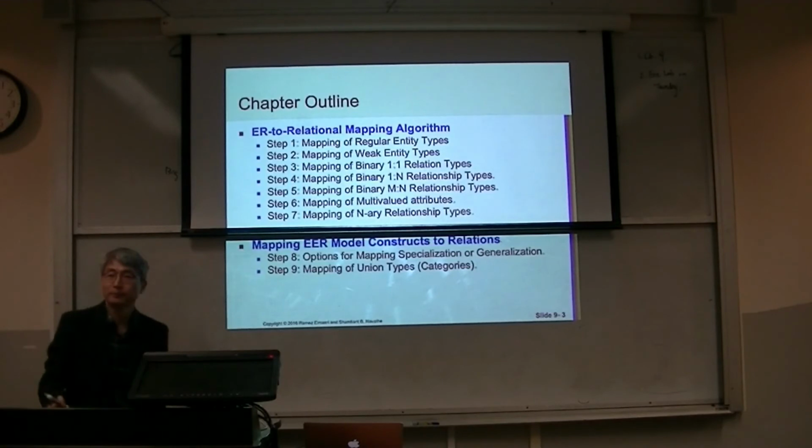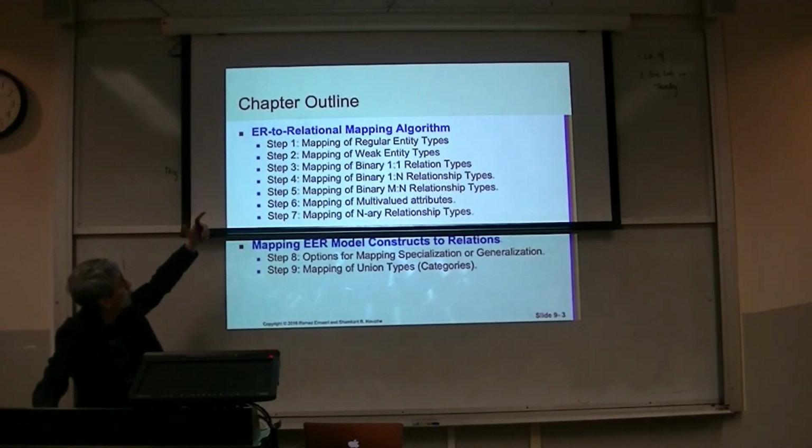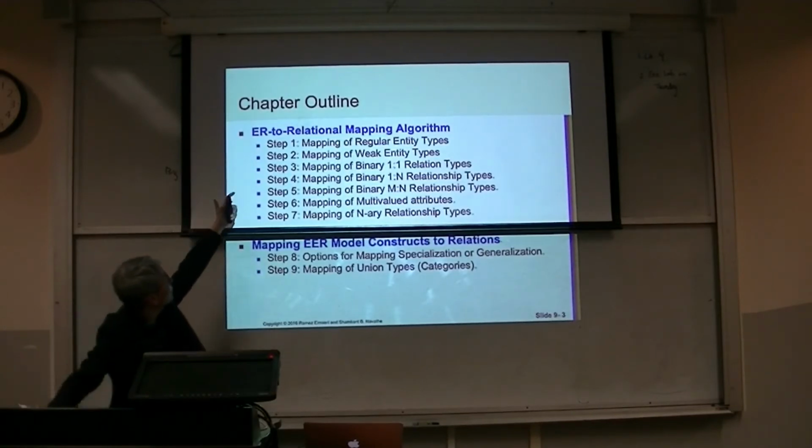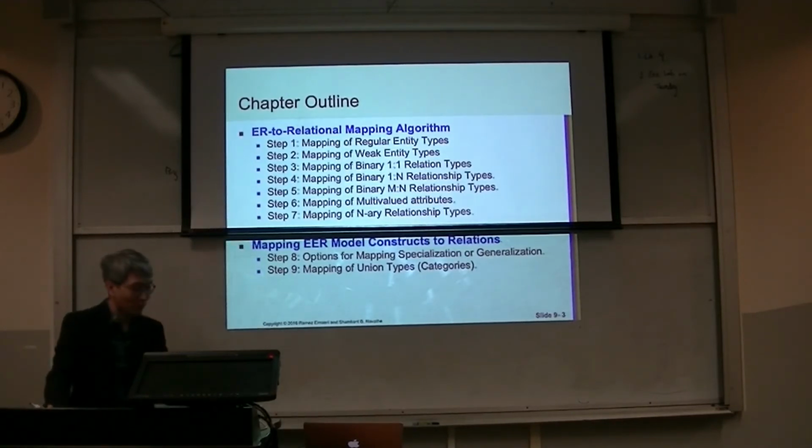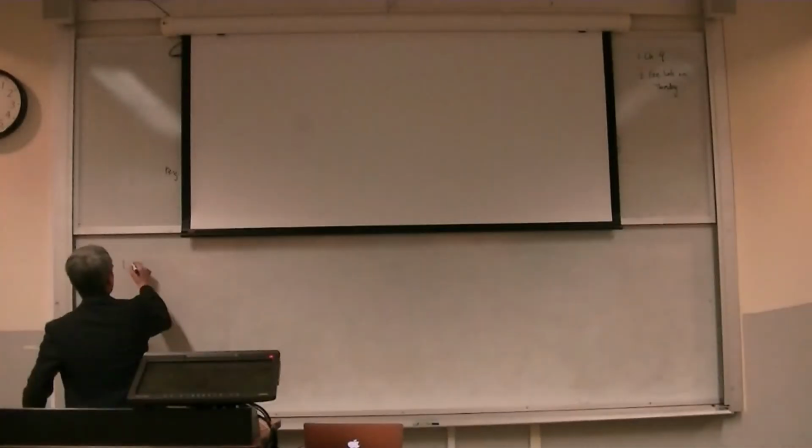We are going to follow these steps: mapping entity, weak entity, and relationship. Steps 3 to 5 are relationships, and so on. So we are going to follow these steps. The first step is entity type.